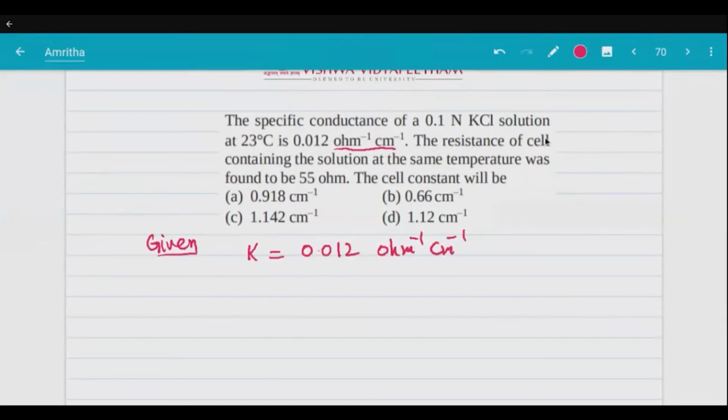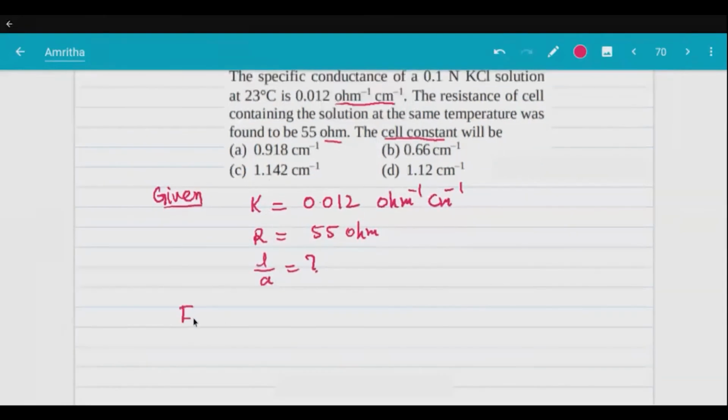Resistance of a cell containing solution at the same temperature is given, 55. Look at the unit too. What is cell constant? Cell constant, basically L by A, is how much? And what is the formula for this? Specific conductance is equal to 1 by R into L by A. So it is direct substitution now. L by A is equal to K into R. Very simple. And by looking at the units also, you can clearly get an idea, right?